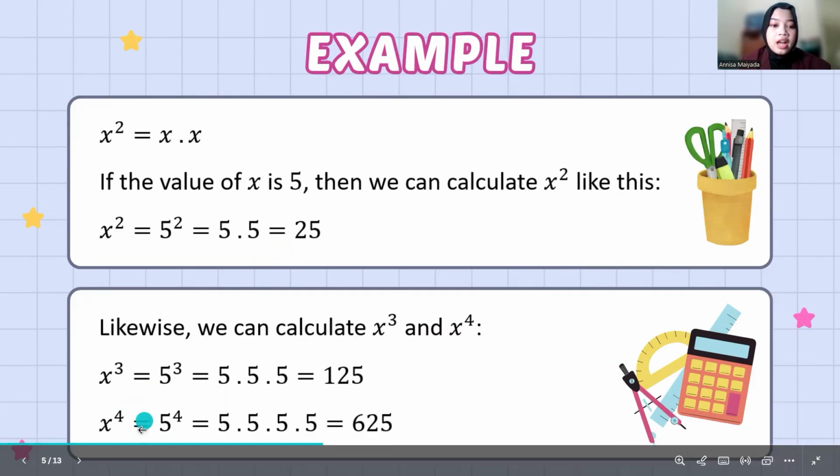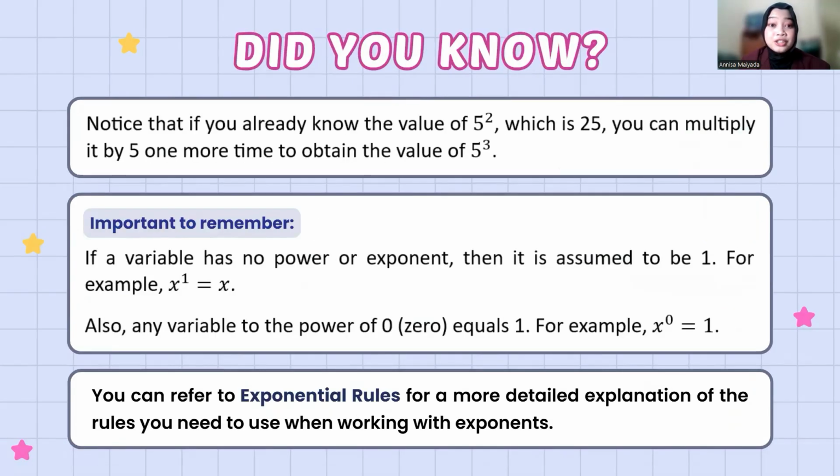And this, x to the power of 4 equals 5 to the power of 4 equals 5 times 5 times 5 times 5 equals 625. Next, did you know? Notice that if you already know the value of 5 to the power of 2, which is 25, you can multiply it by 5 one more time to obtain the value of 5 to the power of 3.